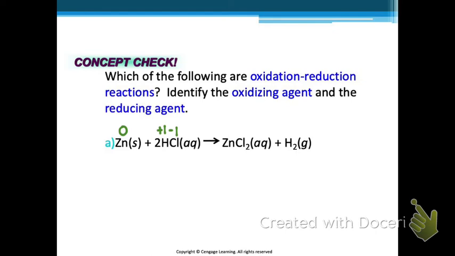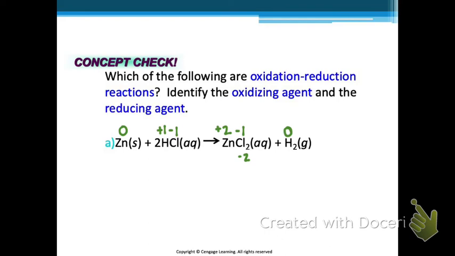ZnCl2, does it have one of our big 3? No. So chlorine gets to keep its regular charge, -1. That means that's -2, which means zinc has to be +2. And then hydrogen by itself, H2, has an oxidation number of 0. That's rule number 1. If it's by itself, it has an oxidation number of 0.